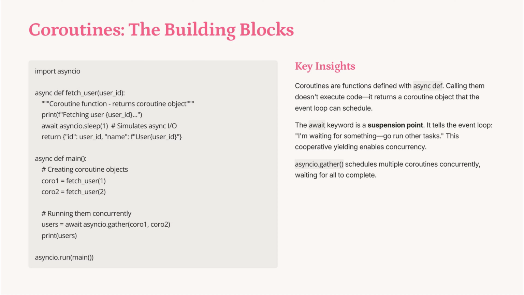Coroutines, defined with async def, are the foundation of asynchronous programming. They return coroutine objects, not executed code. The await keyword signals the event loop to pause and run other tasks, enabling concurrency. Using asyncio.gather, multiple coroutines can be scheduled concurrently, ensuring efficient task management and completion.